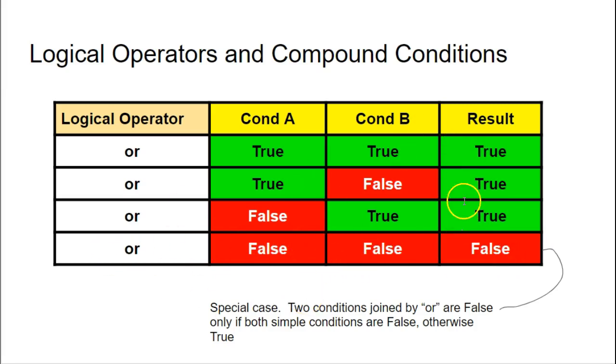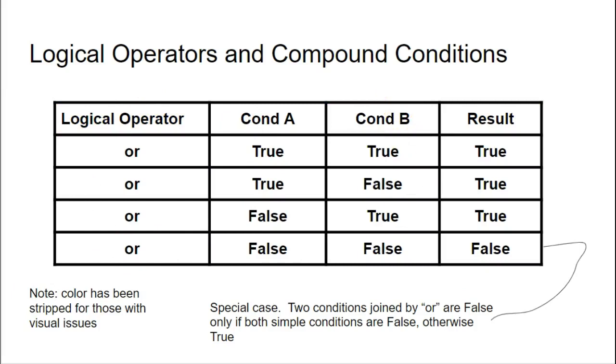So look here. With an or operator, if I'm joining 2 things, true, true, true, true, true, the only time it's false, and this is the special case, is an or is always true unless both conditions are false. Or you may say it, the only time an or is false is if both conditions are false. Same table again, I just stripped out the colors.